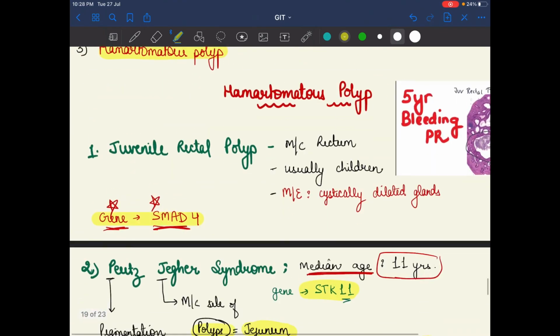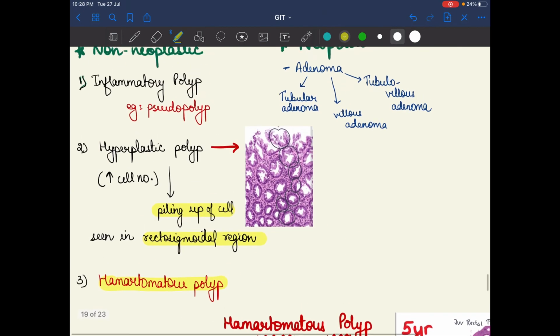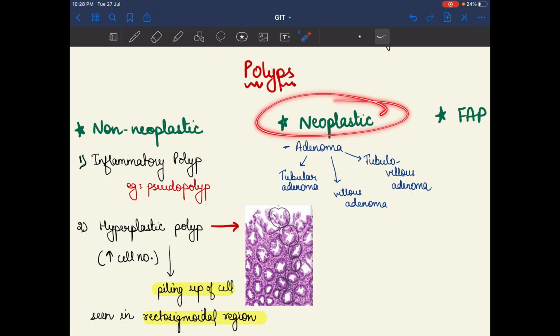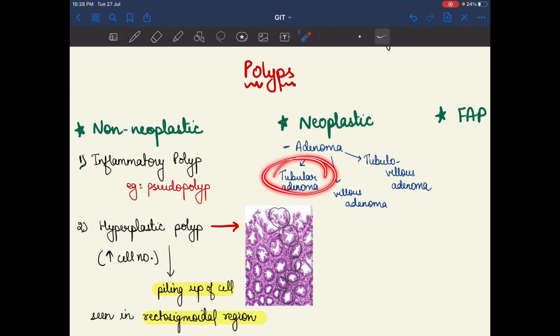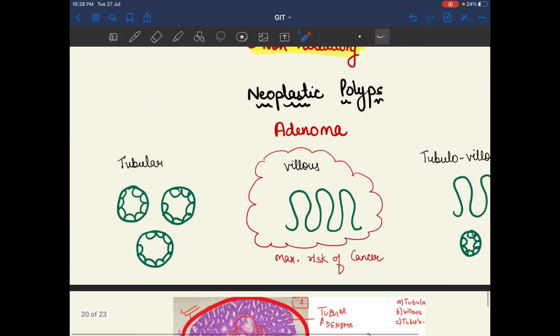Peutz-Jeghers syndrome and JRP, these all were hamartomatous polyps. So hamartomatous polyps are done. After hamartomatous polyps, we have to study the neoplastic polyps. So this is about the non-neoplastic polyps. Now let's move to the neoplastic polyp. In neoplastic polyps, adenoma is there. In adenoma, we have tubular adenoma, villous adenoma, or tubulovillous adenoma. Let's learn about them in detail.